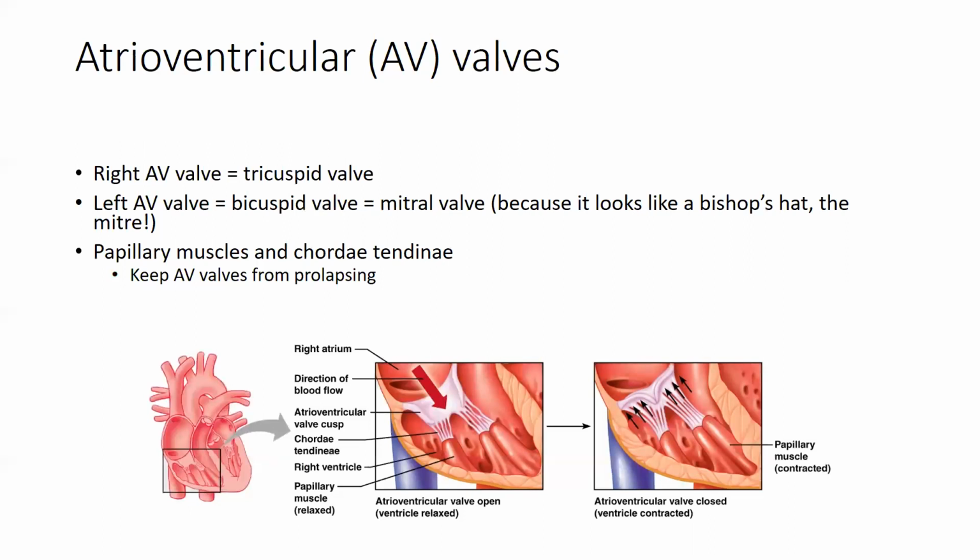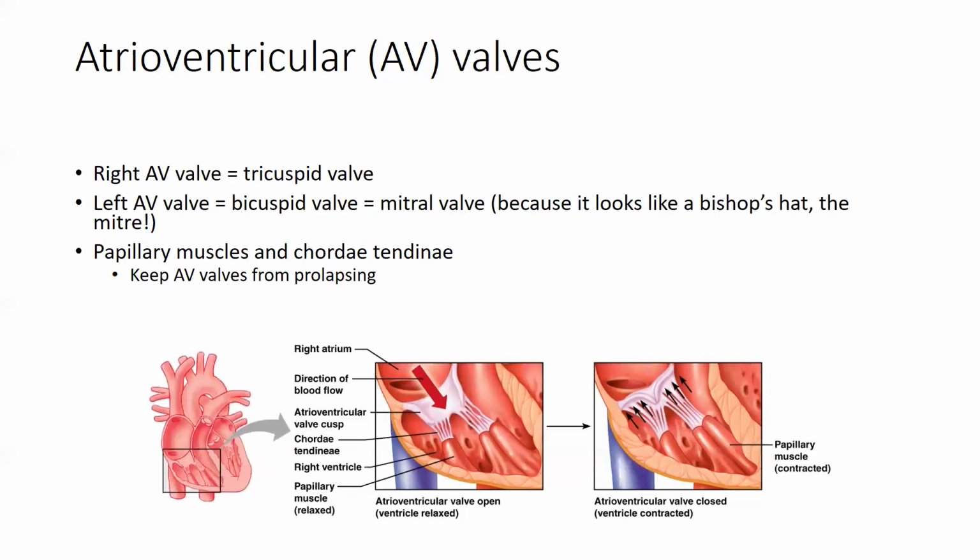So let's talk about the papillary muscles and the chorda tendineae. Now, the AV valves are associated with these 2 structures, the papillary muscle, which is a part of the ventricular wall, and the chorda tendineae. Now, chorda tendineae literally translates to tendinous cord, and this is a connective tissue cord-like structure that is anchored to the leaflets of the valve.